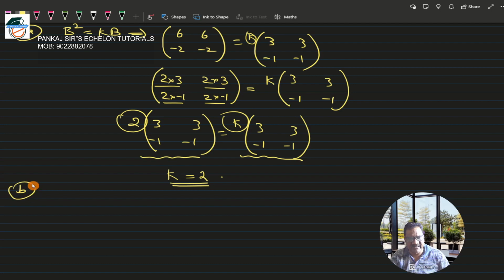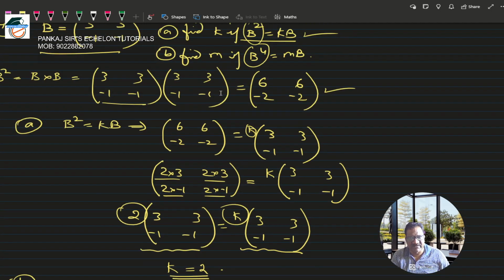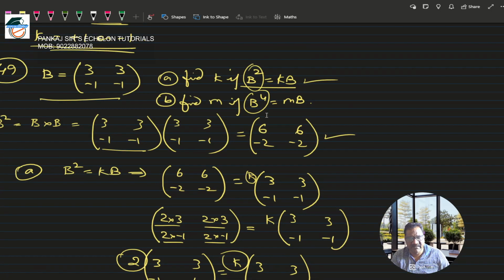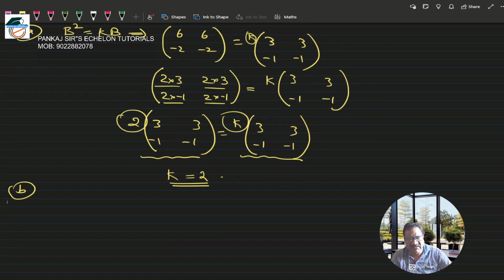For sub question B, the situation is different. You have to find out m, and he is saying that b raised to 4 is mb. So what I'll do is, first I'll find out what is b raised to 4. First let me write what is the equation given. B raised to 4 is equal to m times b. So b raised to 4 will be b square into b square. Okay, matrix multiplication.